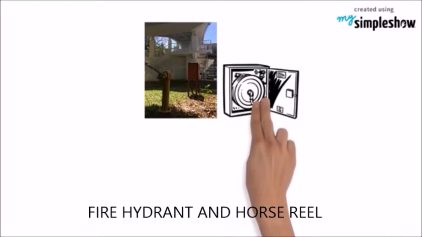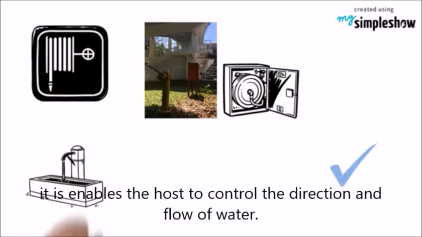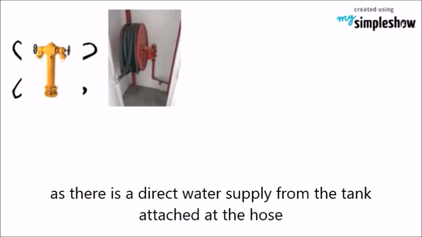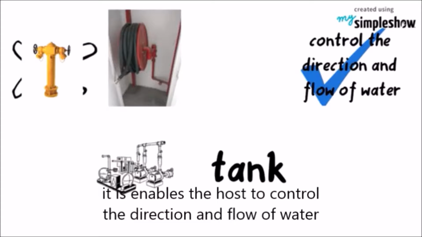Fire hydrant and hose reel. The fire hydrant provides a water source that attaches to the end of the hose. It enables the hose to control the direction and flow of water. There is no fire hydrant here as there is a direct water supply from the tank attached to the hose.